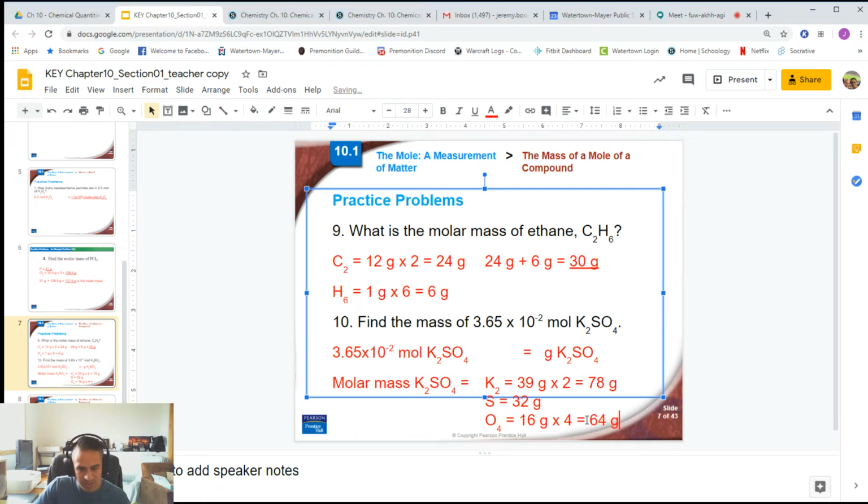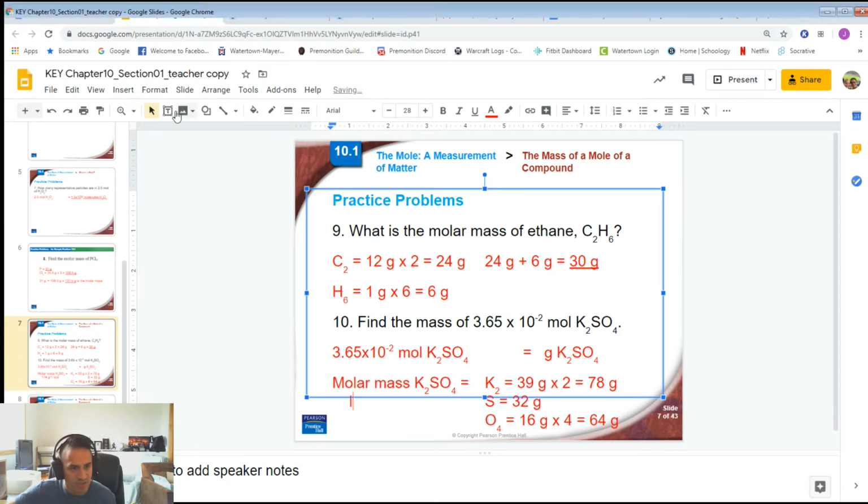This is 64 grams. And then if we add all these together, so 78 plus 32 plus 64, we get 174 grams per mole. So 174 grams per 1 mole. Okay, this is our molar mass. This is a conversion factor.